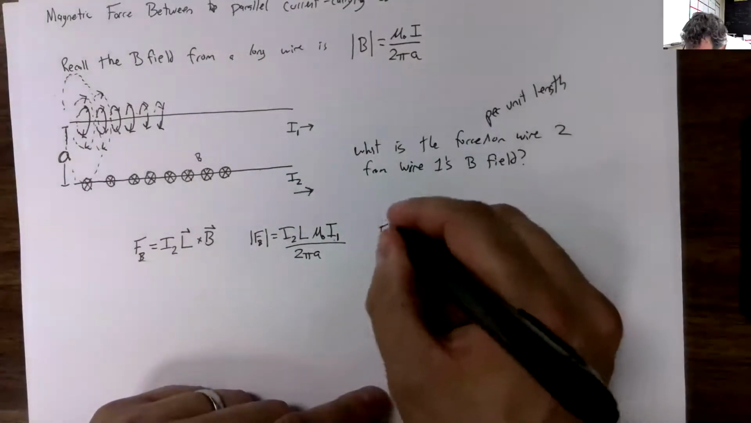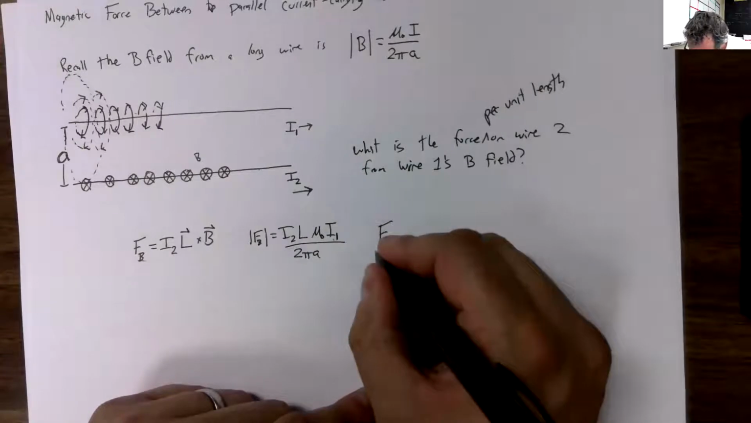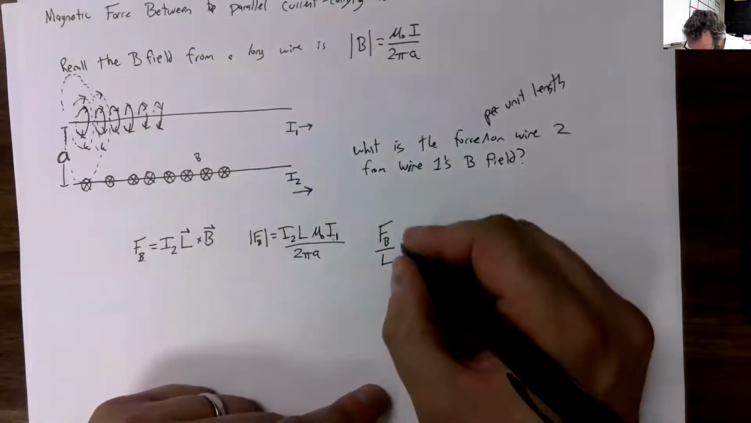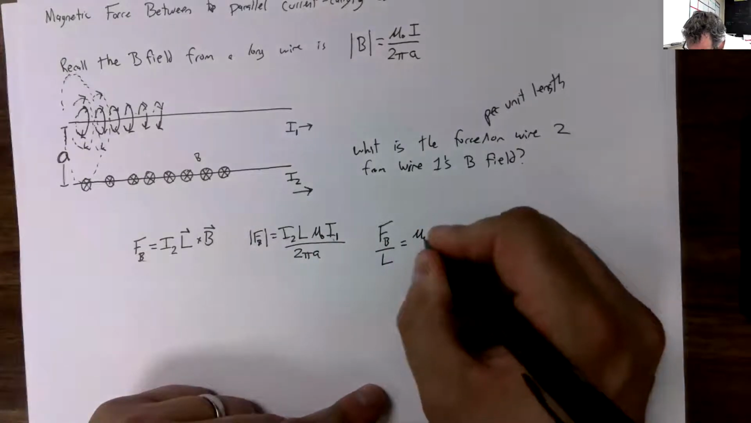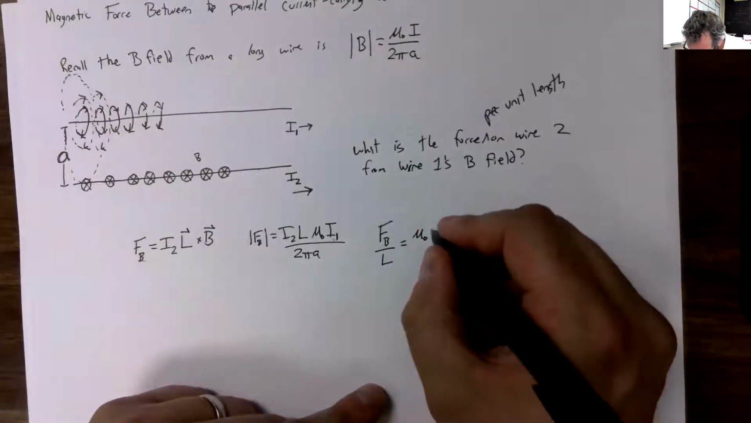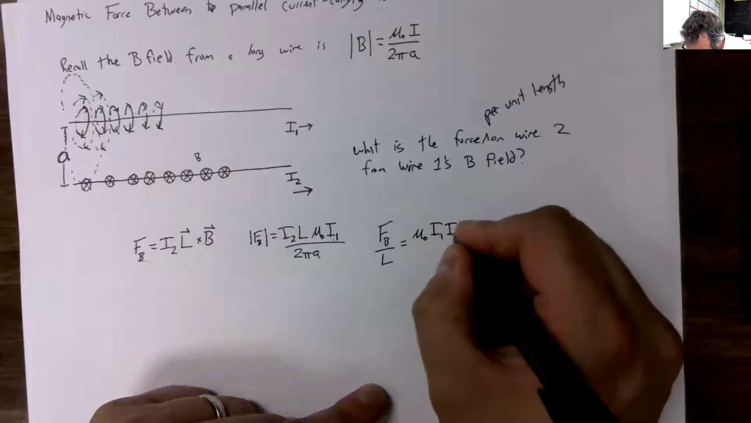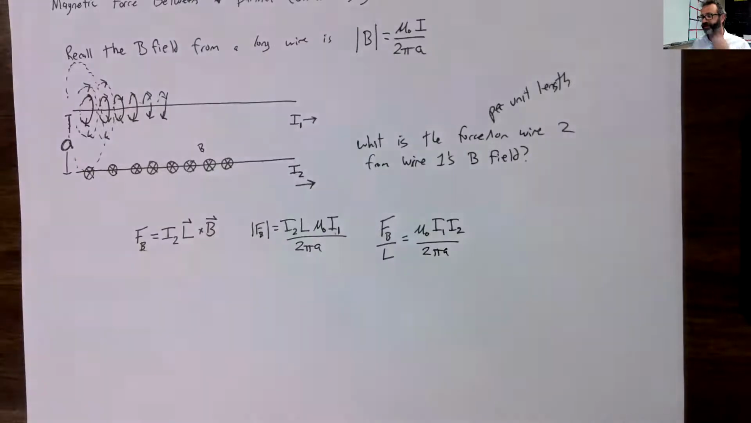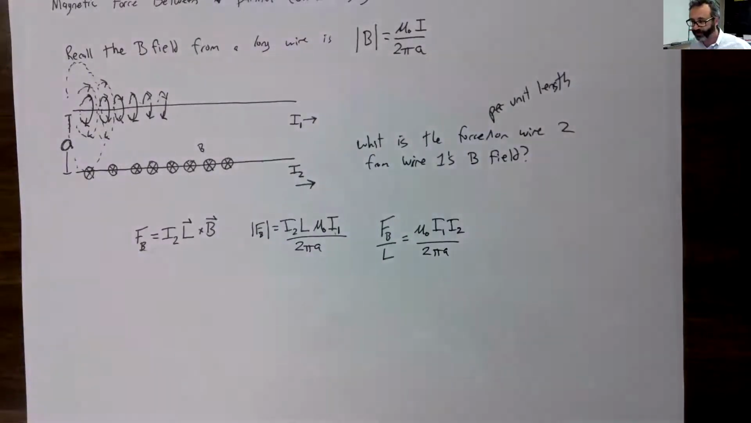So what I get for the force, I'm going to divide out the length. So the force per unit length, dividing both sides by L, is just equal to mu naught times currents over 2 pi A. And I think that was the form that we used this equation in yesterday.